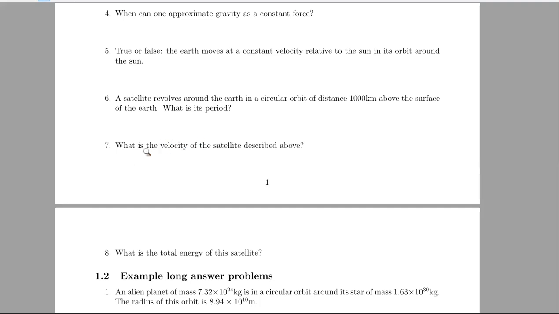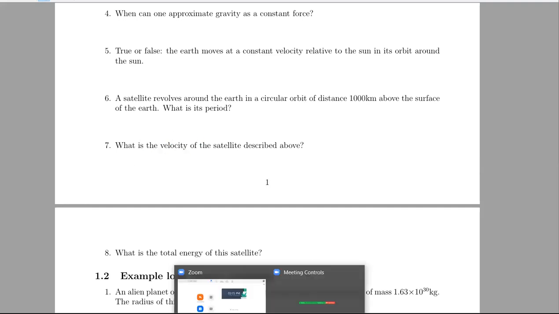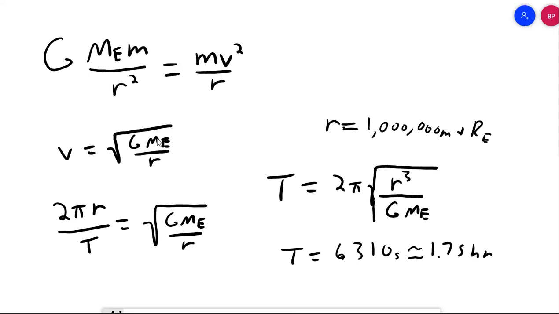All right. Now we also want to know the velocity. So to find the velocity, we could just use this equation. If you plug in numbers, then we'll find that the velocity is 7,350 meters per second.